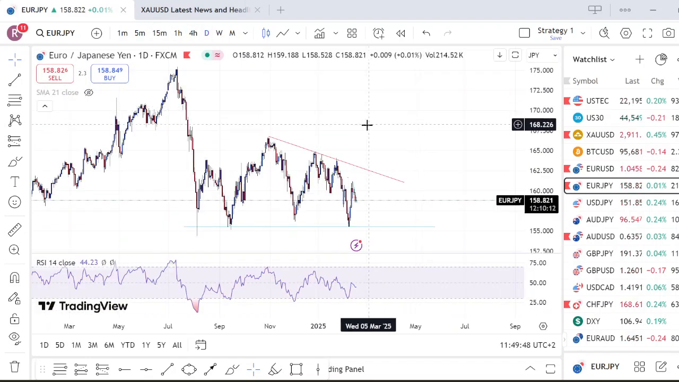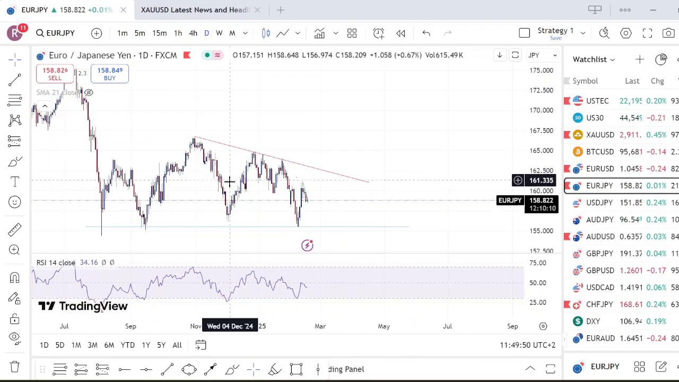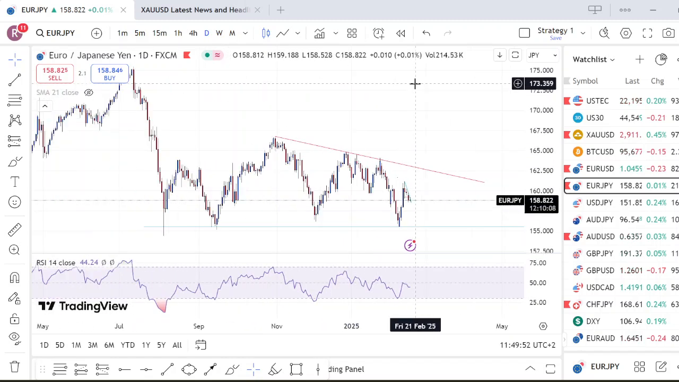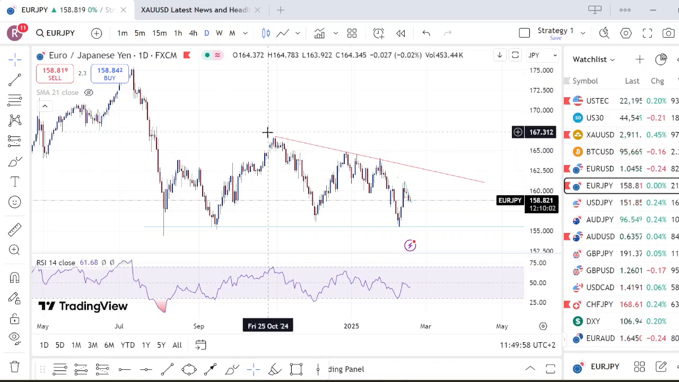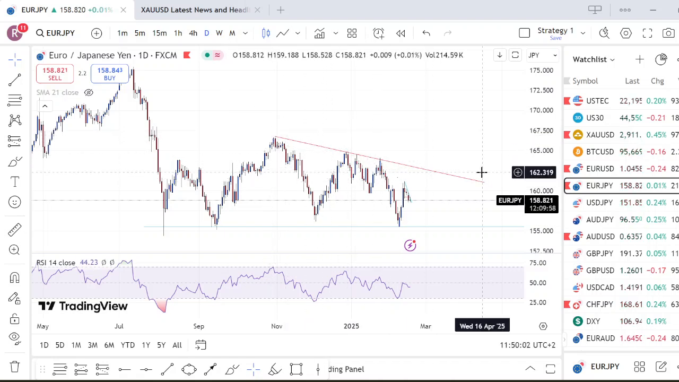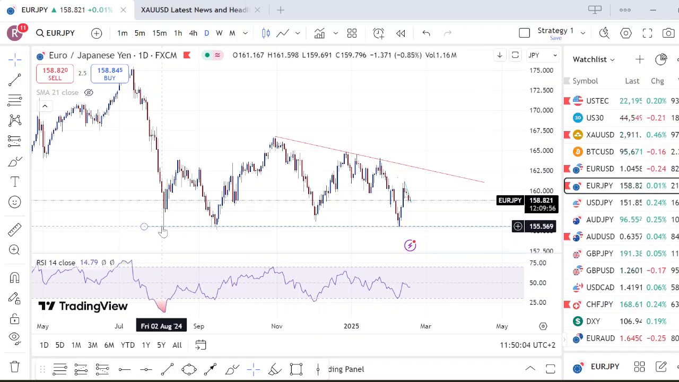So also Euro JPY has been pretty good to me of recent. Just taking a look at the daily, we can see that the price is very much moving in a bit of a broad range consolidation, but we do have a bearish resistance trend line that is present with a support level at 155.569.